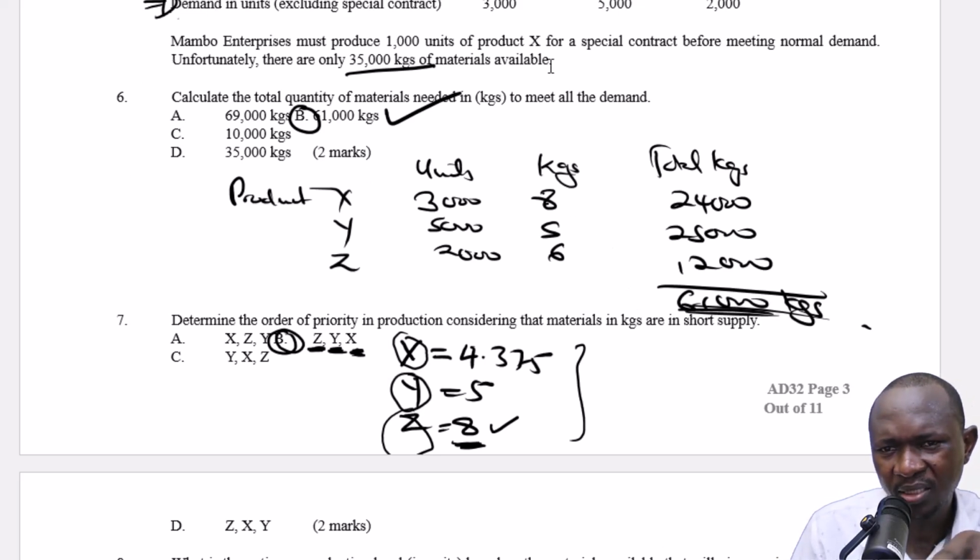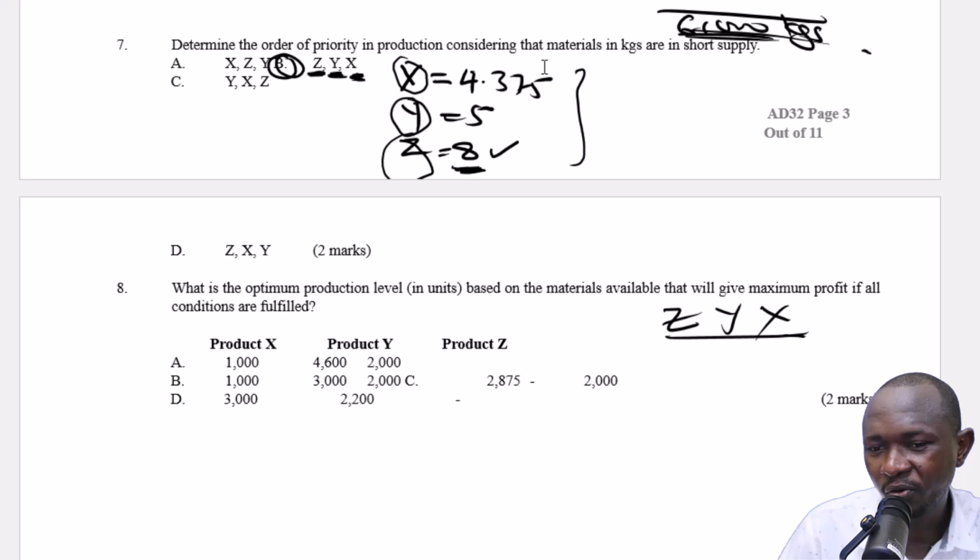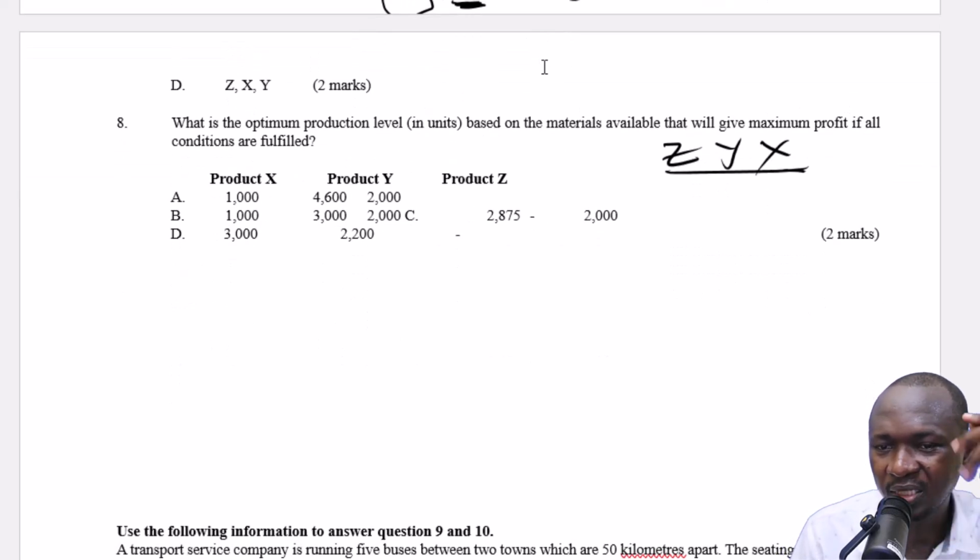Mambo Enterprises must produce 1,000 units of product X for a special contract before meeting normal demand. So here we don't have any negotiation: 1,000 units, whether it's profitable or not. This question is asking us the optimum production level in units based on the material available that will give maximum profit if all conditions are fulfilled. So first of all, we will have to produce these 1,000 units. It's a must for product X.